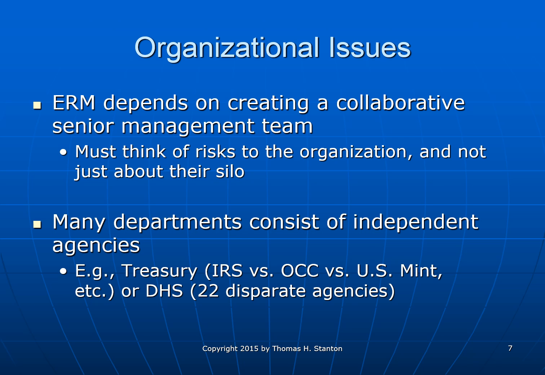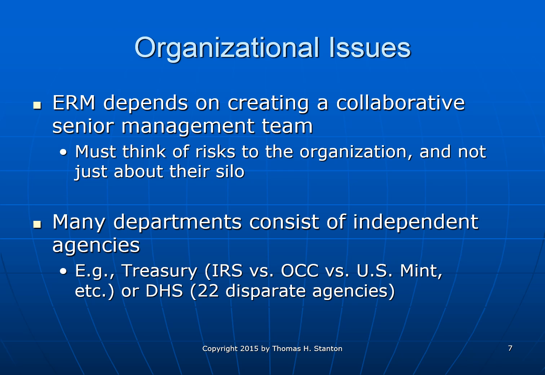Applying enterprise risk management in the federal government requires thinking about a number of organizational issues. First, and possibly most important, enterprise risk management depends on having a collaborative senior management team. In other words, the agency head has to weld the senior management team together so that each of the individual, call them barons, right, the heads of each of the important business units, have to think about risks to the whole organization and not just about their own part of the organization for which they're directly responsible.